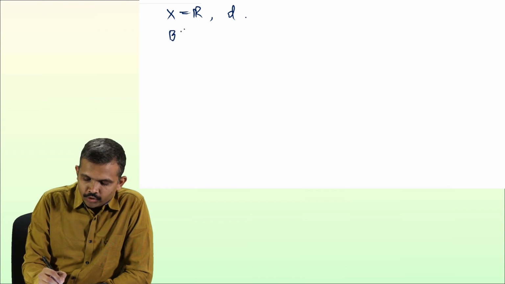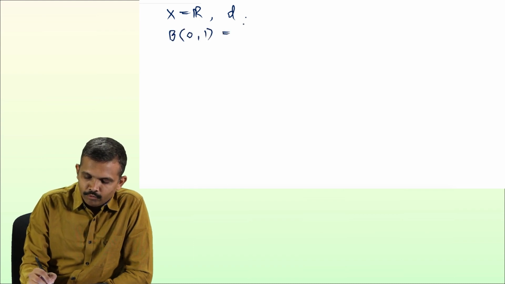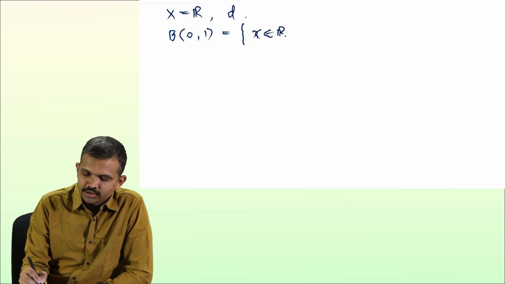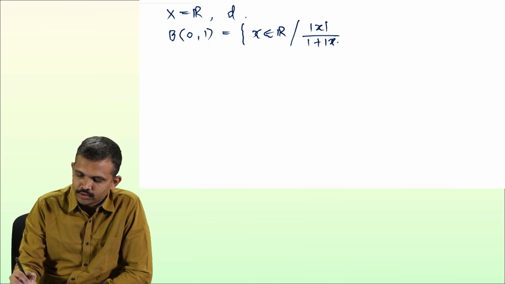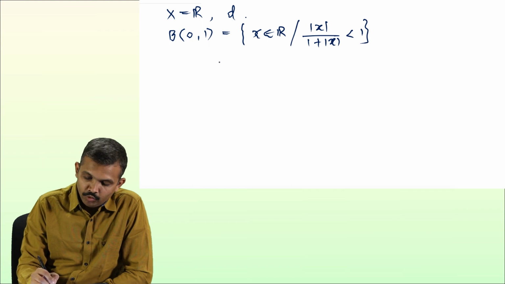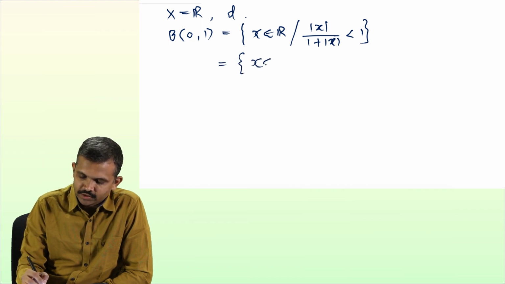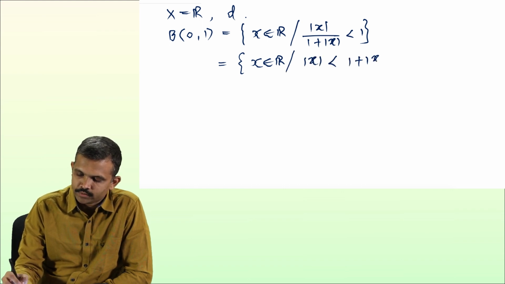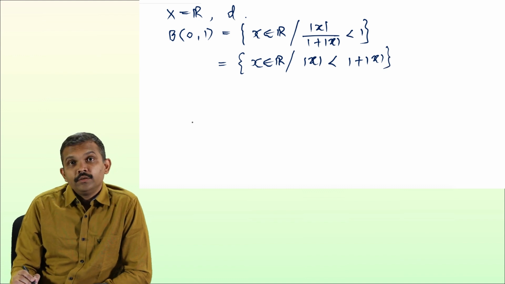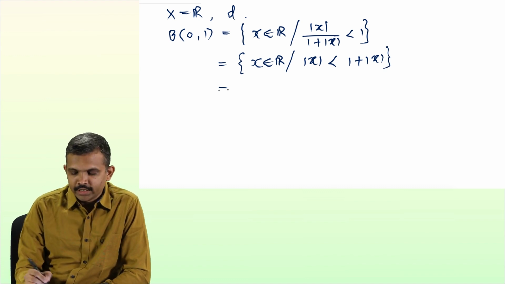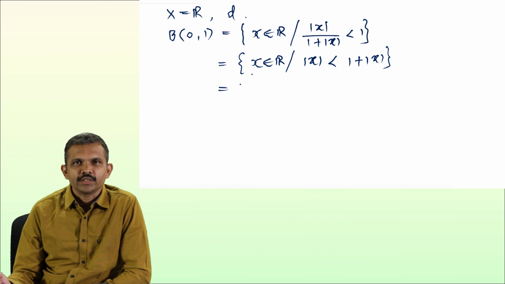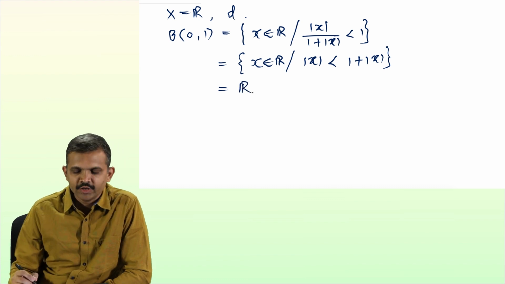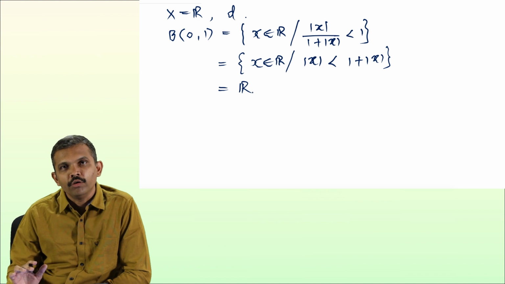Now, I want to discuss what the open ball B(0, 1) is. It will be all those real numbers that satisfy |x|/(1 + |x|) < 1. Now, which real numbers satisfy this? That means I want |x| to be less than 1 + |x|. Yes, your guess is certainly correct: every real number satisfies this, because for any real number |x| is always less than 1 + |x|, and hence B(0, 1) is the set of all real numbers.